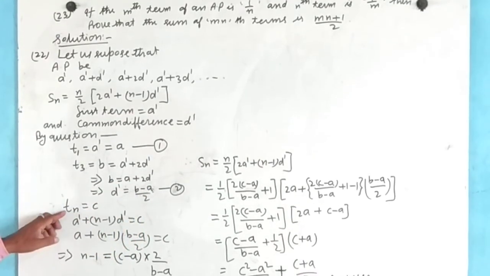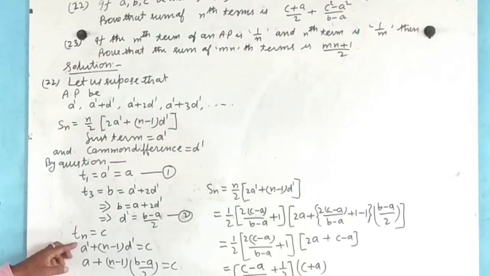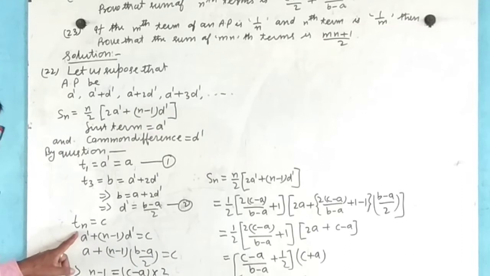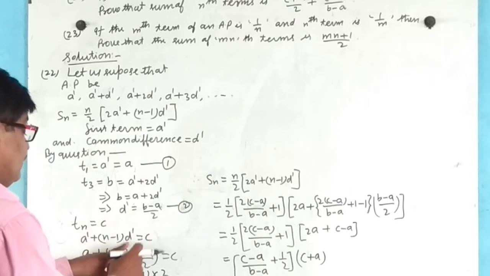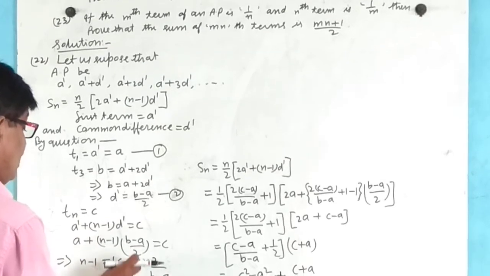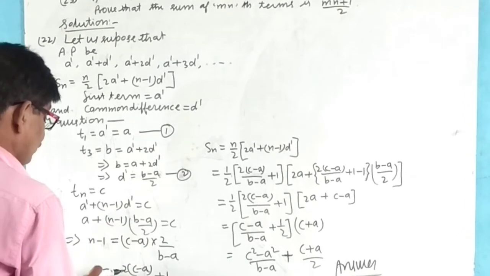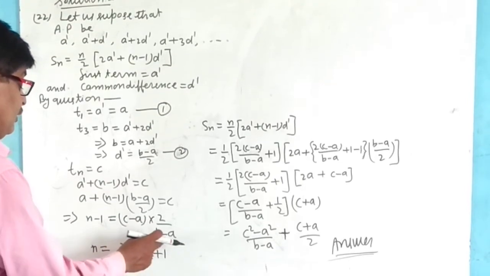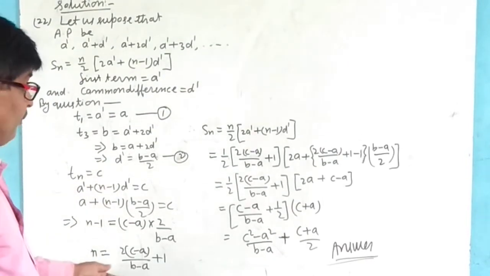Now Tn, the nth term, is c. The nth term is equal to a + (n - 1)d, so a' + (n - 1)d' is equal to c. a' is equal to a here, and putting (n - 1) and d' here, this comes: (c - a) and 2, this and (b - a) this, n - 1 equal to, so that n is equal to 2(c - a)/(b - a) + 1. Now this is the value of n.